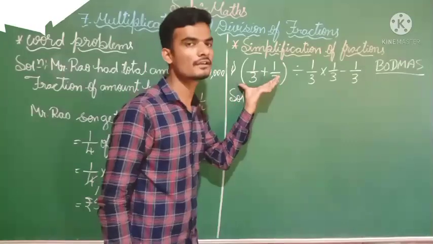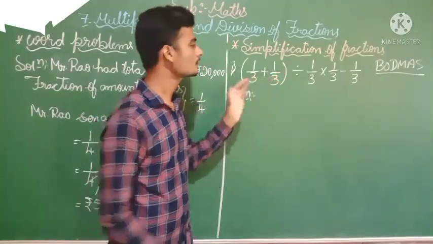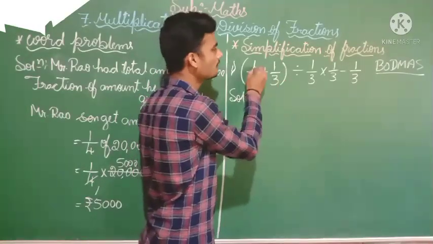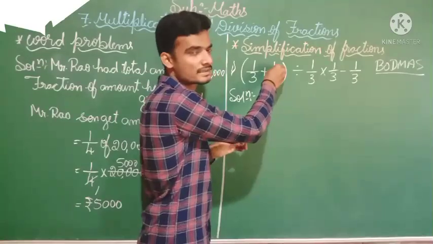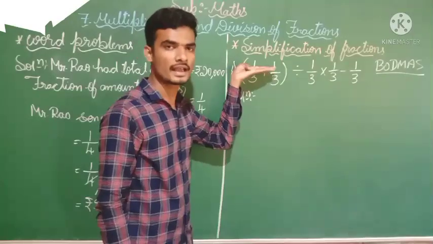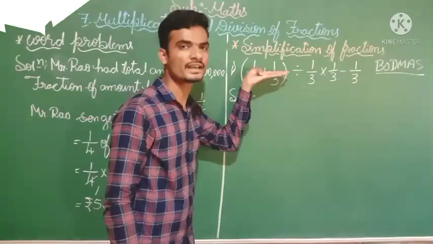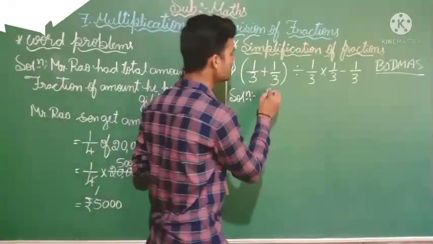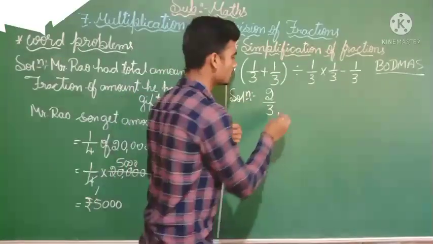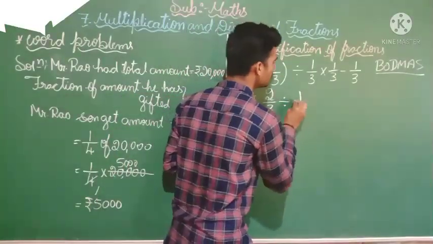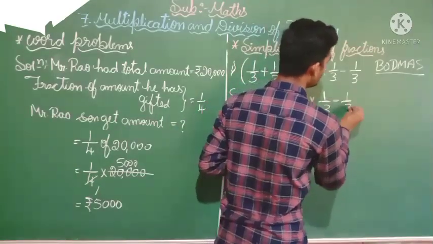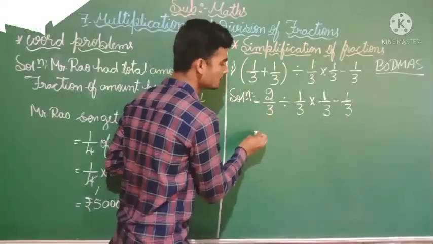First we have to simplify what is given in the brackets. So here 1 by 3 plus 1 by 3. What is our sum? That is 1 plus 1. Here we add the numerators because the denominators are the same. While adding fractions, you add the numerators only. So now you will get 2 by 3. Then what remains, you write as it is: divided by 1 by 3 into 1 by 3 minus 1 by 3. This is our first step.